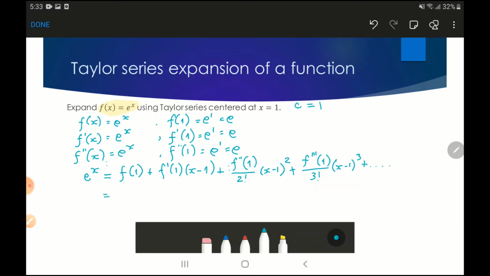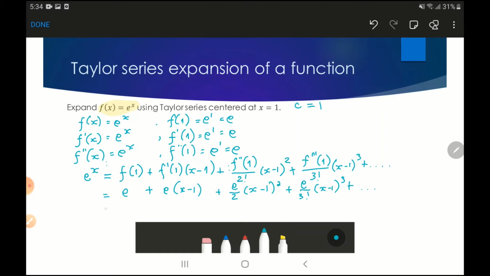So let's plug in. f(1) is e, right? Plus f'(1) is also e times (x minus 1), plus f''(1) is still e over 2 times (x minus 1) squared, plus we have the same thing over here, e over 3 factorial times (x minus 1) cubed, plus and so on. So we always have e over here.